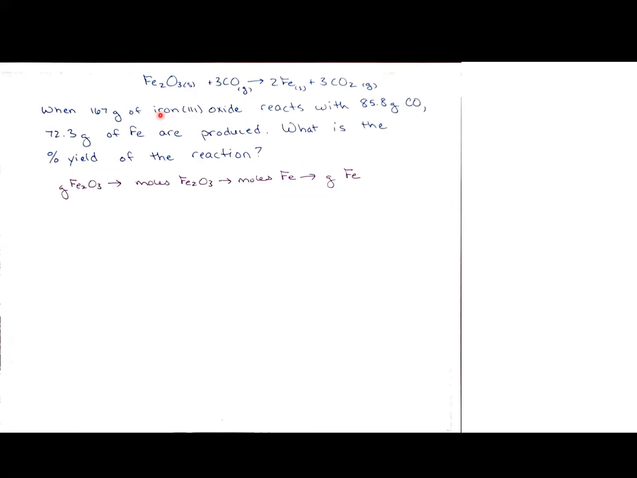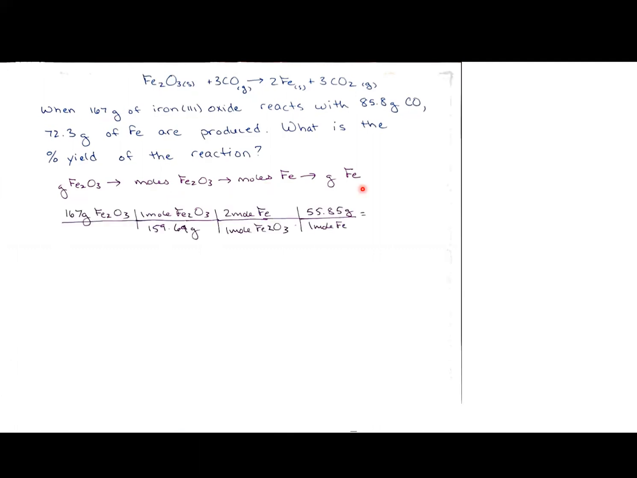Okay. This is a situation where if I have the ability to get moles of more than one reactant, it's a limiting reagent problem. And that is the case here. I can get moles of this first species. I can get moles of this second species. That means that I don't know which one limits my reaction. So I need to do both. So my plan is this. I'm going to go from grams of iron oxide to moles, moles of iron oxide to moles of iron, grams of iron. Laid out, it looks like that.